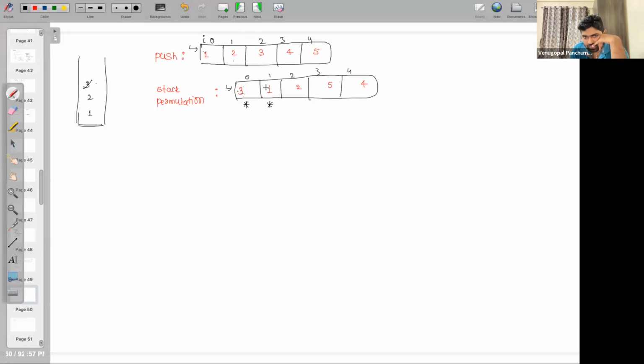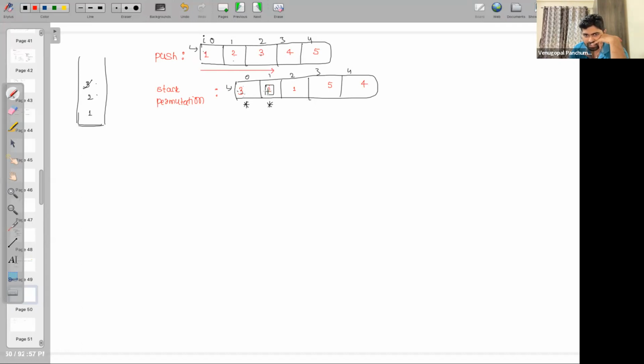Now I'm going to check. Does 1 and 2, are they matching? No, they are not matching. Then I'll stop and I'll say that it is not possible. But for example, let's say here if 2 is present and 1 is present here, just for the sake, let me take 2 and let me take 1 here. Okay. Now, as long as this is not matching, I keep on pushing.